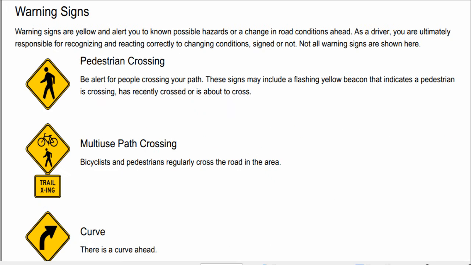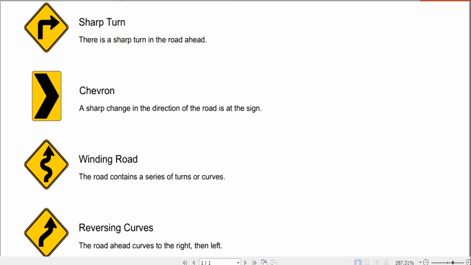Pedestrian crossing. Be alert for people crossing your path. These signs may include a flashing yellow beacon that indicates a pedestrian is crossing, has recently crossed, or is about to cross. Multi-use path crossing. Bicyclists and pedestrians regularly cross the road in the area. Curve. There is a curve ahead. Sharp turn. There is a sharp turn in the road ahead. Chevron. A sharp change in the direction of the road is at the sign. Winding road. The road contains a series of turns or curves.